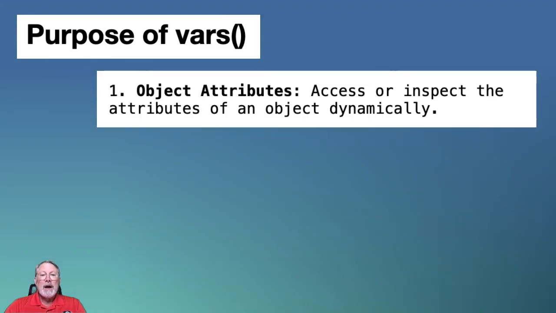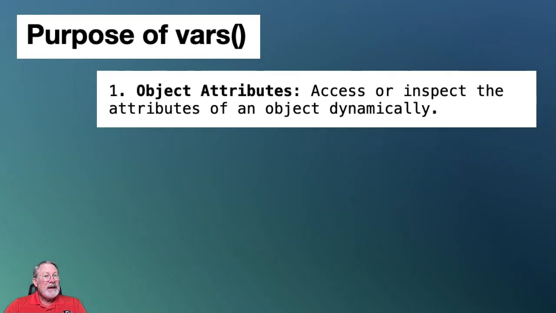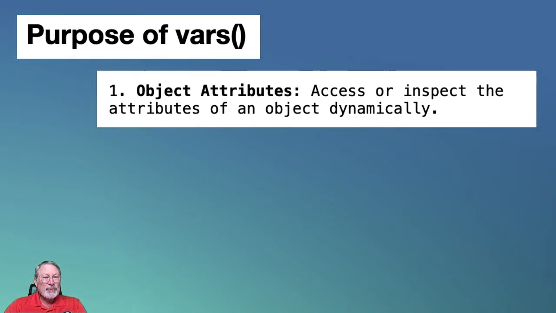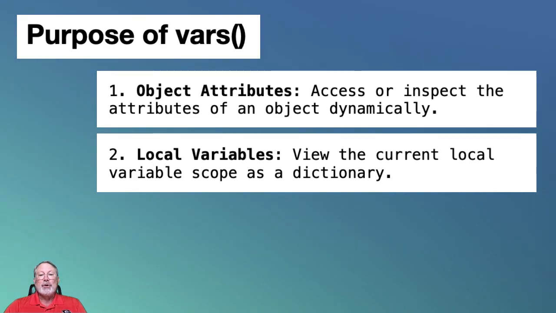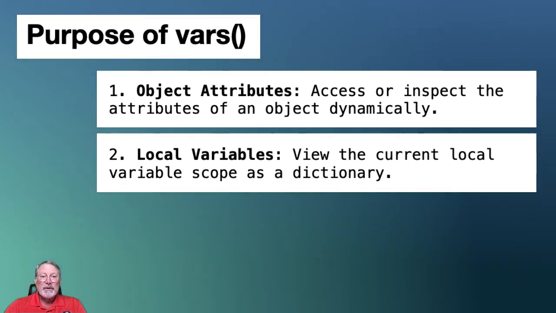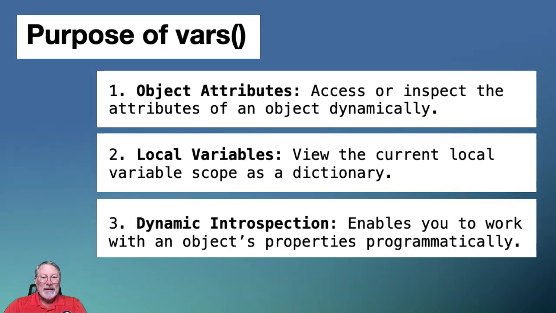So why use vars? It's an essential tool for debugging and introspection. Some key concepts include object attributes. You can access or inspect the attributes of an object dynamically. You can view the current local variable scope as a dictionary, and it enables you to work with an object's properties programmatically.